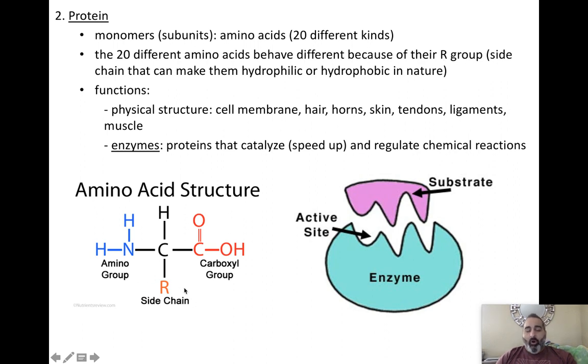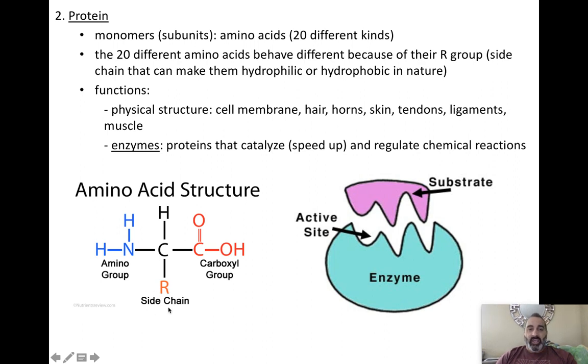All right. So all amino acids, it doesn't matter which amino acid of the 20 you look at, every one of them has an amino group or an amine group attached to it. Every one of them has a carboxylic acid group or carboxyl group attached to it. Every one of them has this. Every one of them has that. Then they have different side chains.